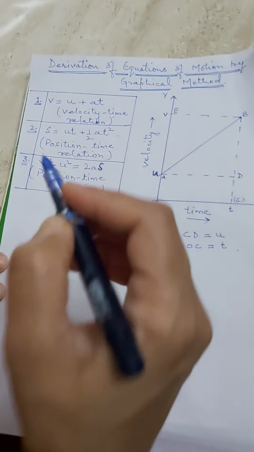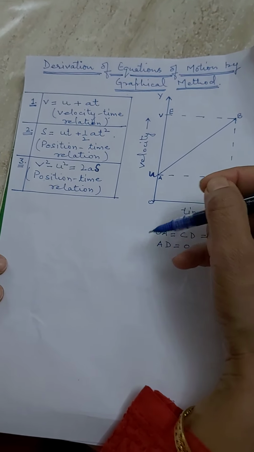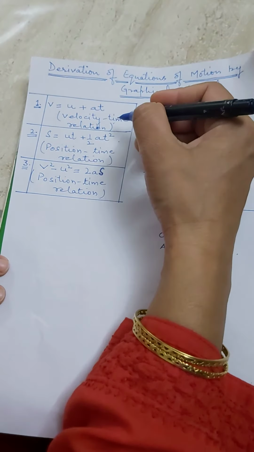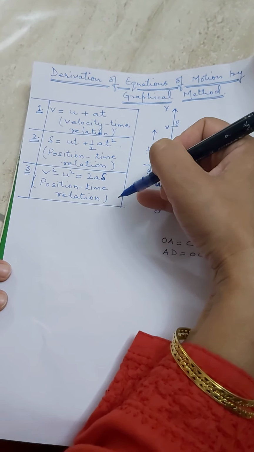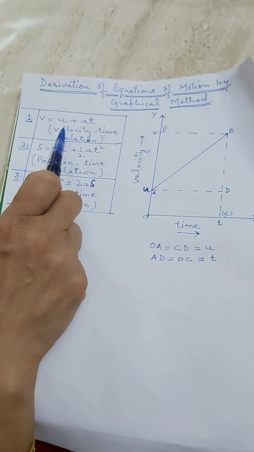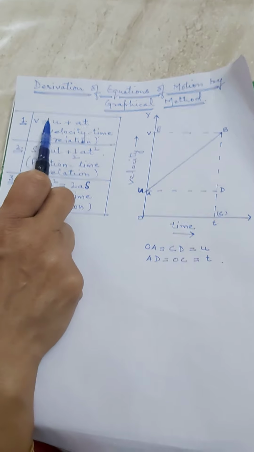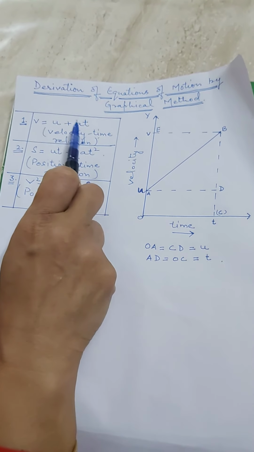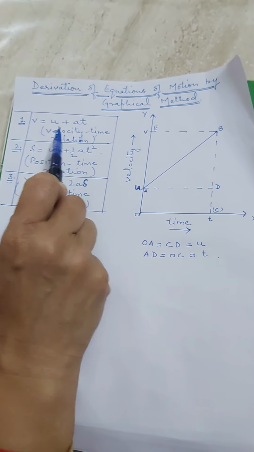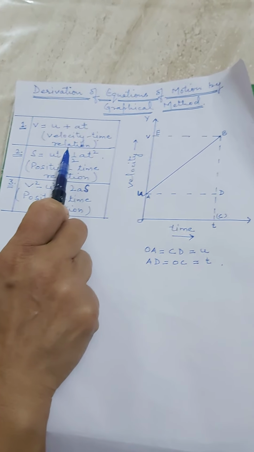Before deriving the equations, you must know that there are three equations of motion. First equation of motion is v is equal to u plus at, where v is final velocity, u is initial velocity, a is acceleration and t is time. It is also known as velocity time relation.